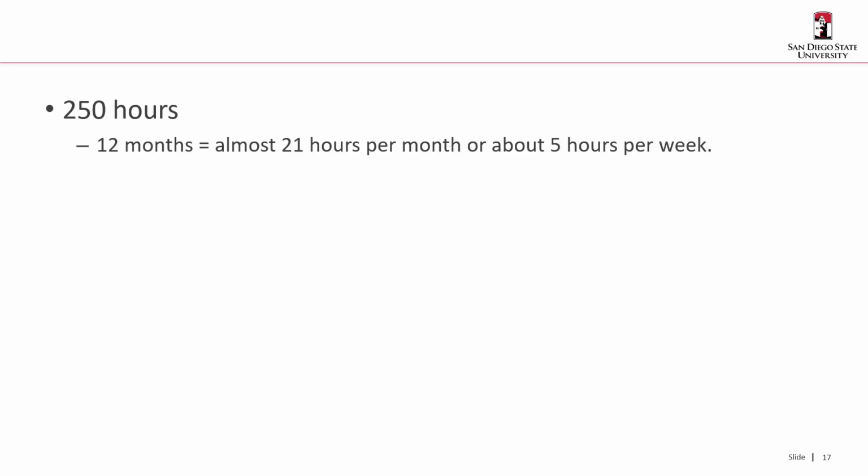Okay, so let's think about this 250 hours for a second, right? Over 12 months, that's about 21 hours per month, or about 5 hours a week. So let's think about this rental safe harbor for a second: it only applies to rental type businesses.